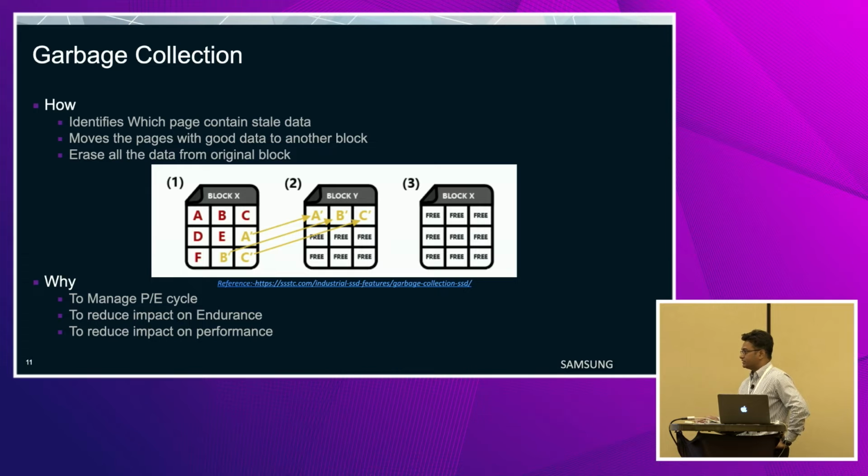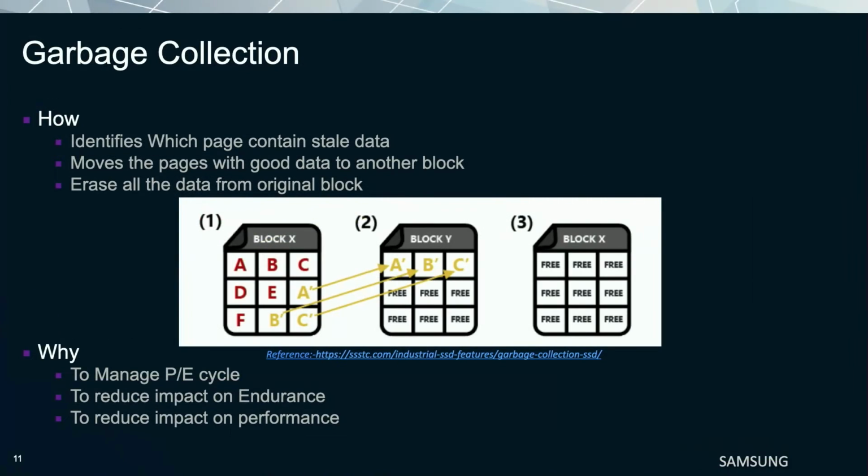So garbage collection, as I told you earlier. So this is a block. So the erase operation will always be performed at block level, block unit, right? So in a block, whatever pages are there, we have to move into some free block or good block, okay? And then we have to make it free. So how it is done is identify which pages contain the stale data, move the pages with good data to another block, and erase the original block, right?